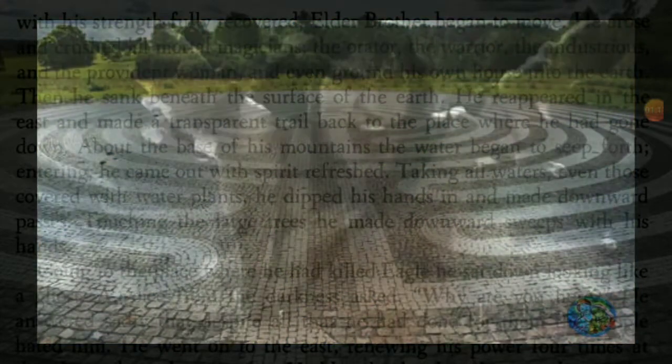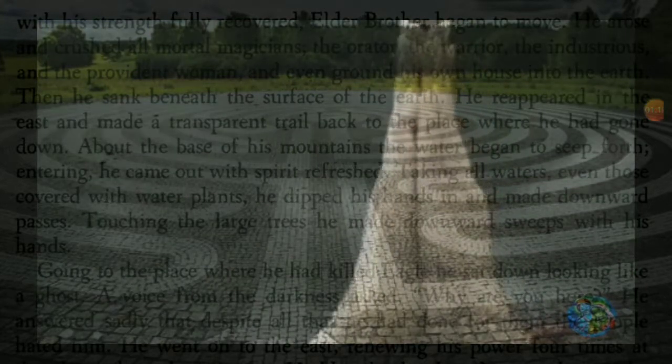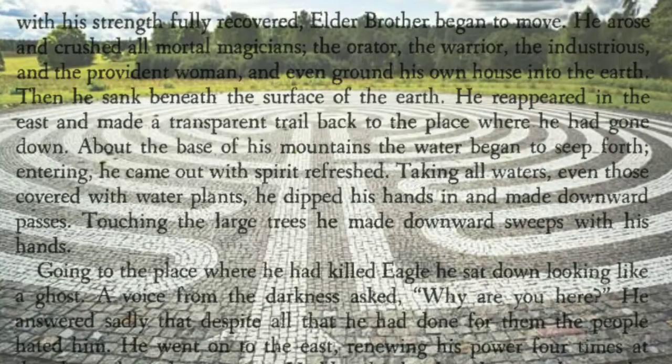Taking all the waters, even those covered with water plants, he dipped his hands in and made downward passes. Touching the large trees, he made downward sweeps with his hands. Going to the place where he had killed Eagle, he sat down looking like a ghost. A voice from the darkness asked, "Why are you here?" He answered sadly, despite all that he had done for them, the people hated him.